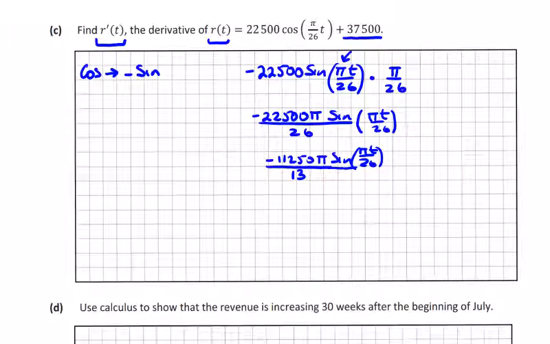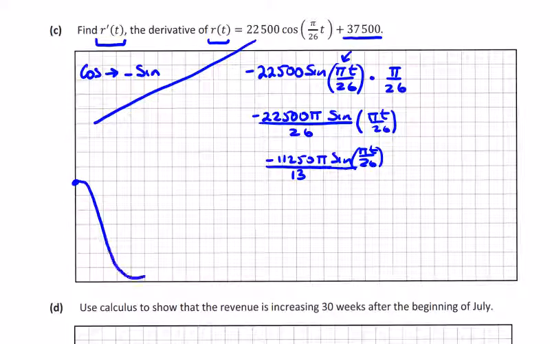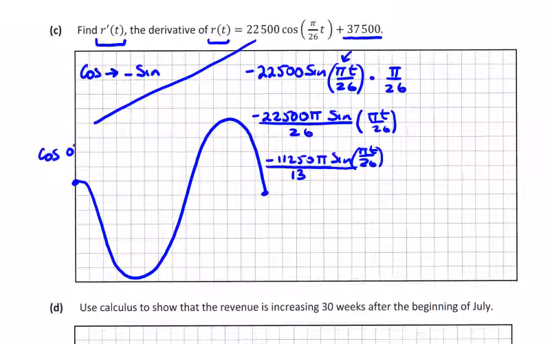Part D asks us to use calculus to show revenue is increasing 30 weeks after the beginning of July. So what's happening within this cos function here? Let's just do a little sketch. Let's say it starts here at t equal to 0, it's going to come down, and it's going to come back up, and it's going to come down again. So we know that the cos of 0 degrees is equal to 1, so its max value.